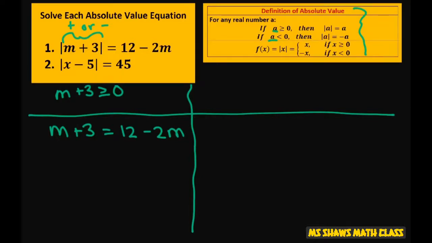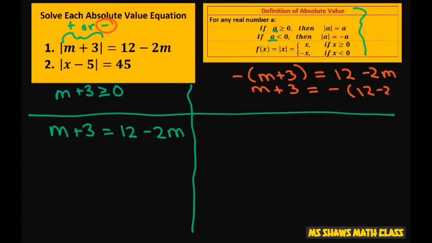Now if it's negative, then that means this is going to be negative m+3 equals 12 minus 2m. Or you could write this as m+3, if you negate both sides, equals negative 12 minus 2m. So we have to check for all solutions. So for this one, let's just write m+3 equals negative 12 plus 2m. I just distributed that negative. All right, then you solve for m.